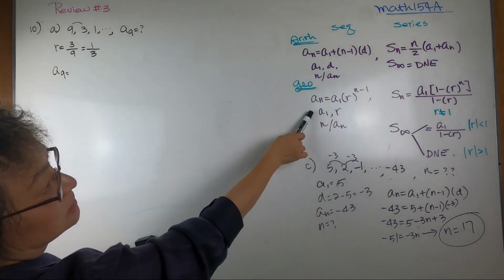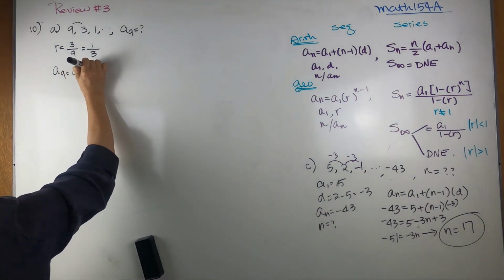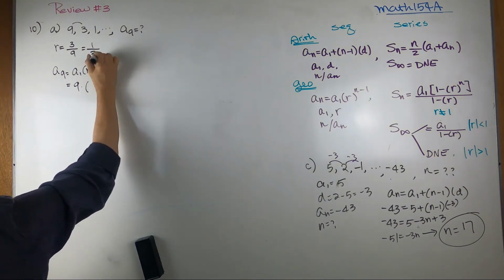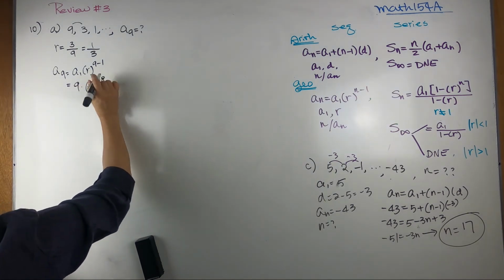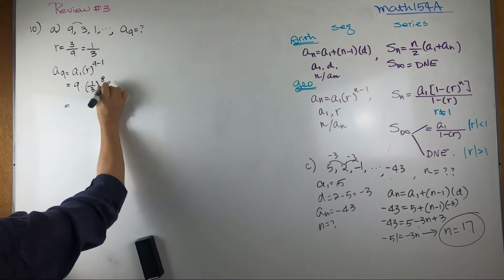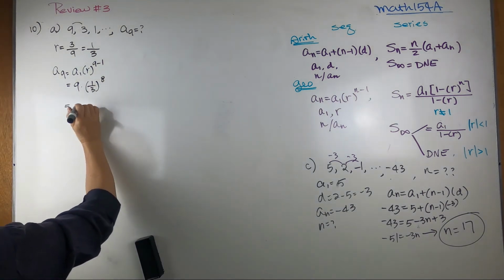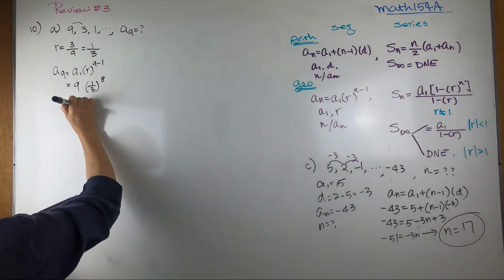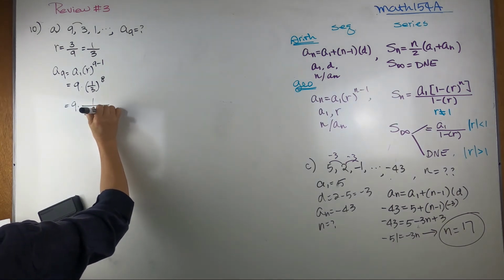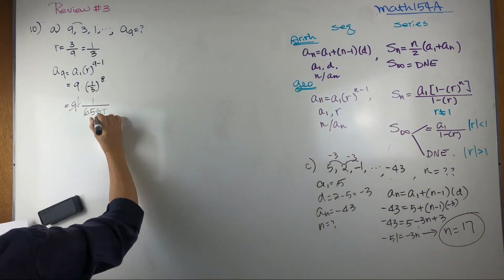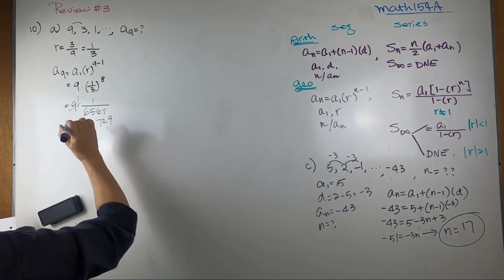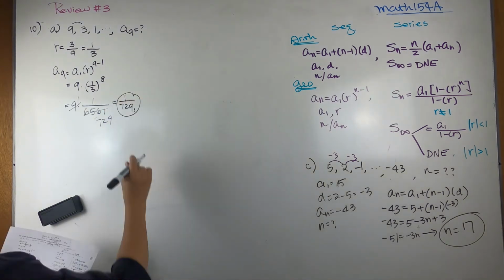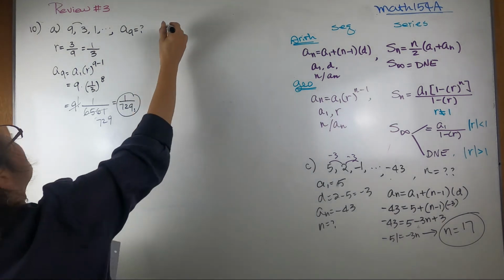So a9 would be what? It's a1 times r to the 9 minus 1. So a1 is 9 times r, which is 1/3, to the 8th power. You better simplify and multiply out and cancel the 9. Let me just write it out for you so you can double check. When you cancel, this will be 729. So you should have 1/729. That would be your answer. All right.